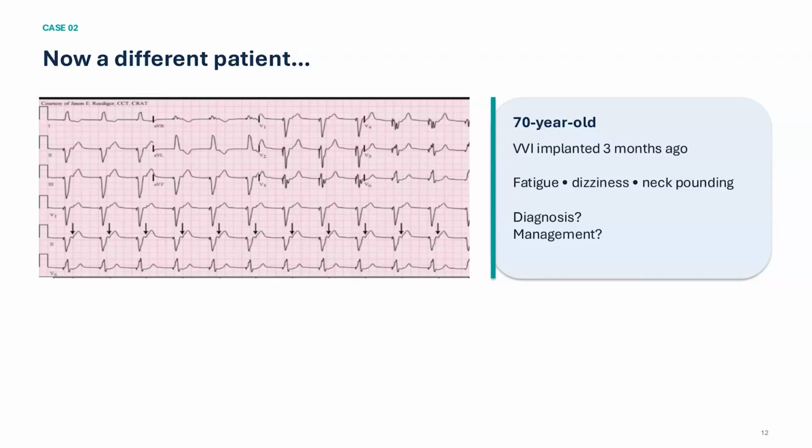So this is the last slide. A 70-year-old with a VVI implanted 3 months ago comes back complaining of fatigue, dizziness, and neck pounding. Maybe someone can comment on the ECG and what they would do at this stage. The ECG is left bundle due to pacemaker, but I see an inappropriate spike. I mean, it's like undersensing. Some spike comes after the QRS.